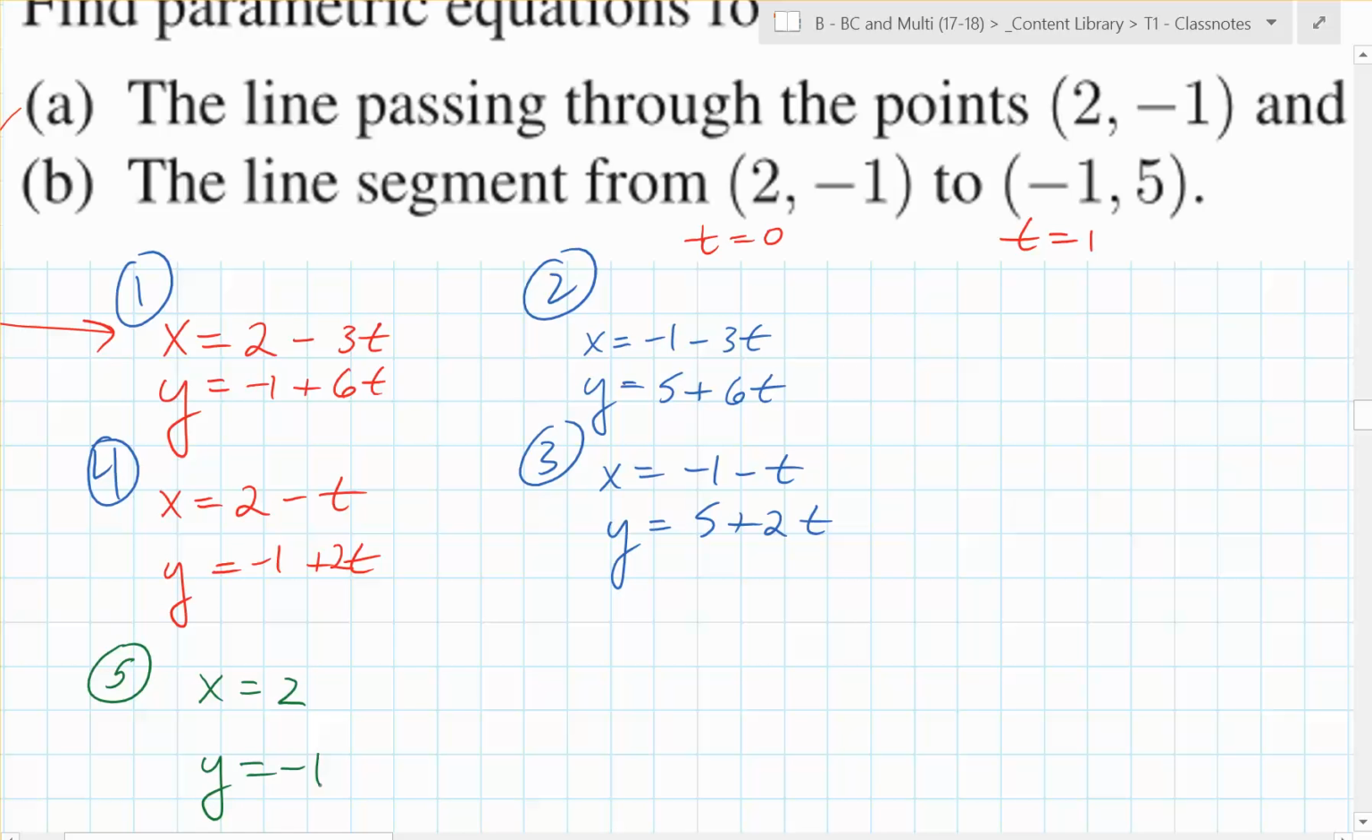Minus 5t. Minus what, 6t? And negative 1 plus what? 12t, right. This one would be too fast. Written terribly because I just dragged my pen across that. That would be too fast.